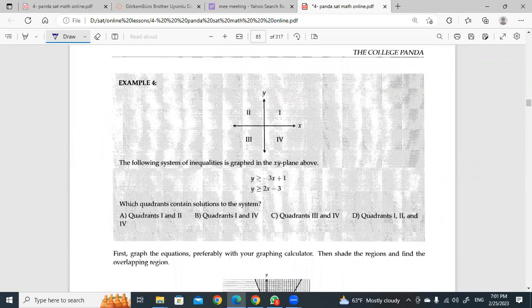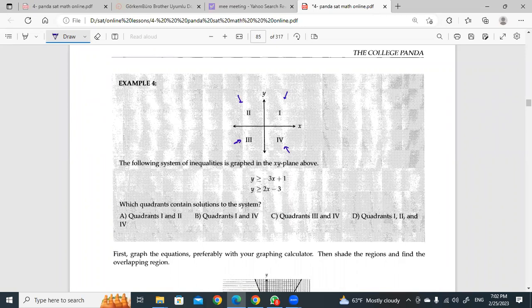So in this question, I'm asking you: the following system of inequalities is graphed in the xy plane above. By the way, this is quadrant number 1, quadrant 2, quadrant 3, and quadrant 4. I have two inequalities. Which quadrant contains a solution to the system? He is asking me, which quadrant of those contains the solution for the system of inequalities here?